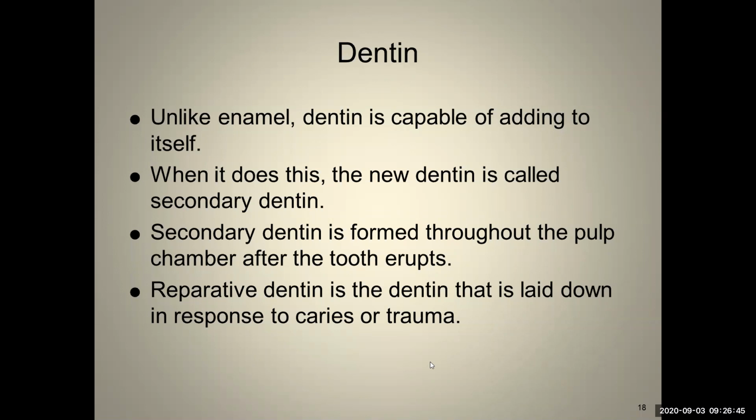Now that's secondary dentin versus reparative dentin, which is the dentin that's laid down in response to caries, which is the cavity process, or trauma. So secondary dentin is a natural function of what the dentin does. It repairs itself and it adds to itself. But if there's trauma or caries, it's called reparative dentin, which is really secondary dentin. It's just in response to something else.